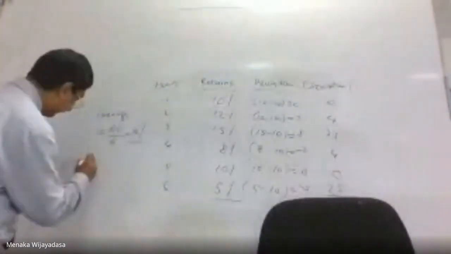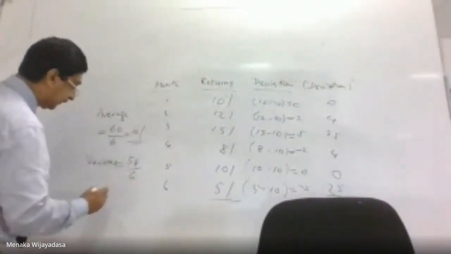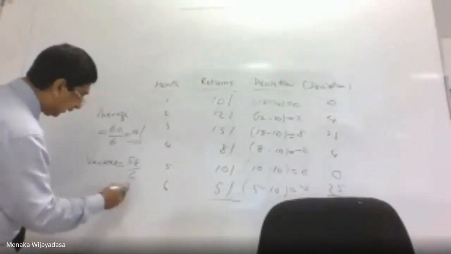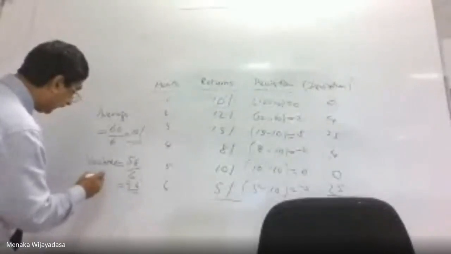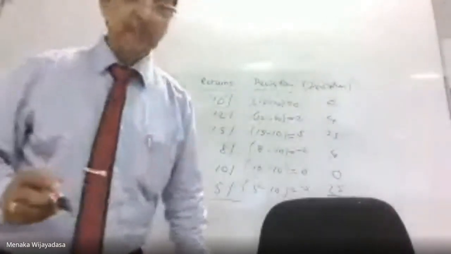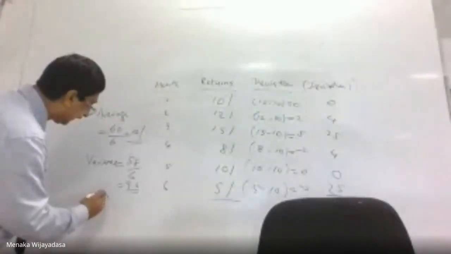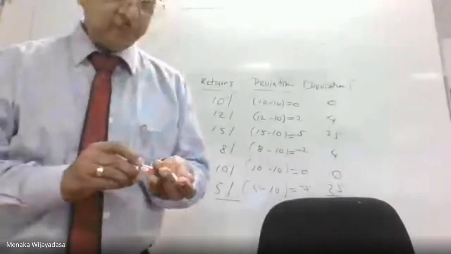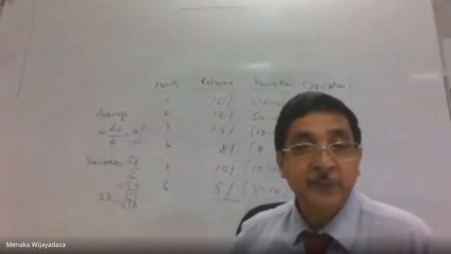I will show it to you. Variance is equal to 58 divided by 6. That is 9.6. Now this is variance. Now if you want to get the standard deviation, you have to get the square root of this. Standard deviation is equal to the square root of 9.6. Now this value gives an idea about the risk of the return of that branch.